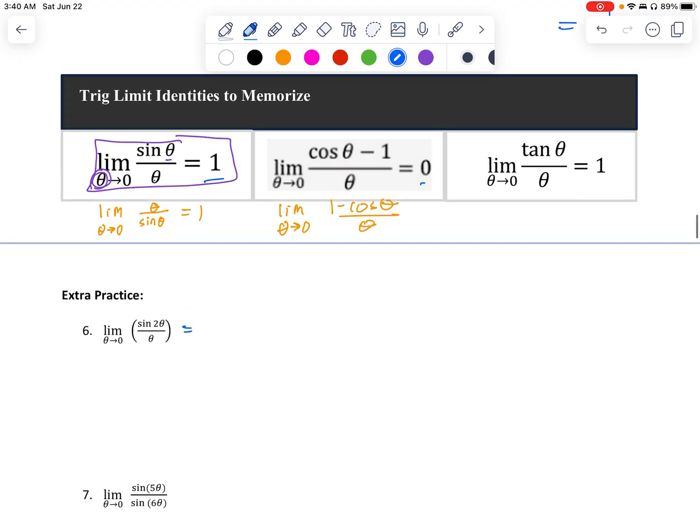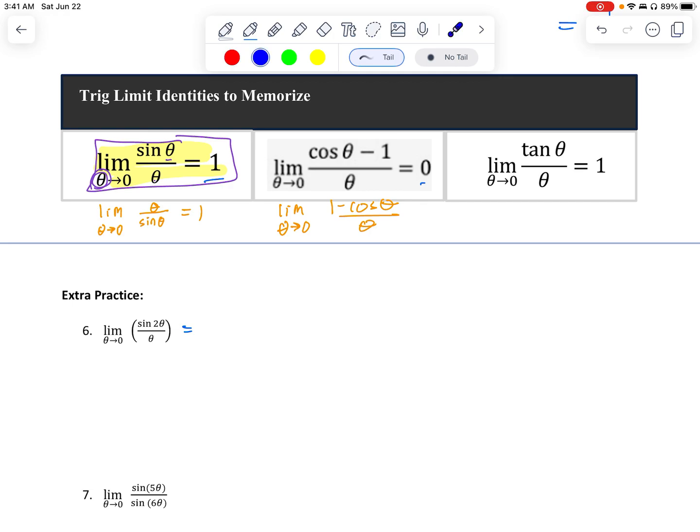It almost looks like this first identity, except something's not right. This theta has to match this. And here it doesn't match. This is 2 theta and I have theta. If I can get them to match, even if they're not both theta, as long as whatever they are matches, if I get 2 theta in both spots, then I'll be able to apply this theorem.